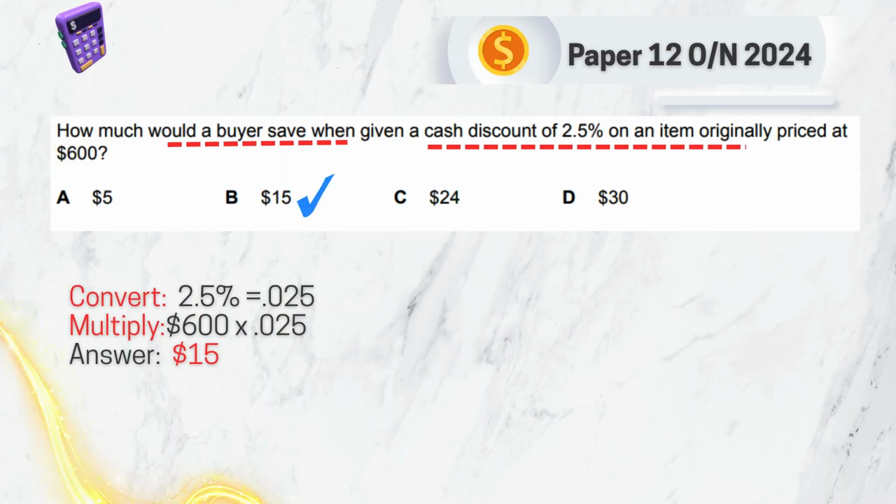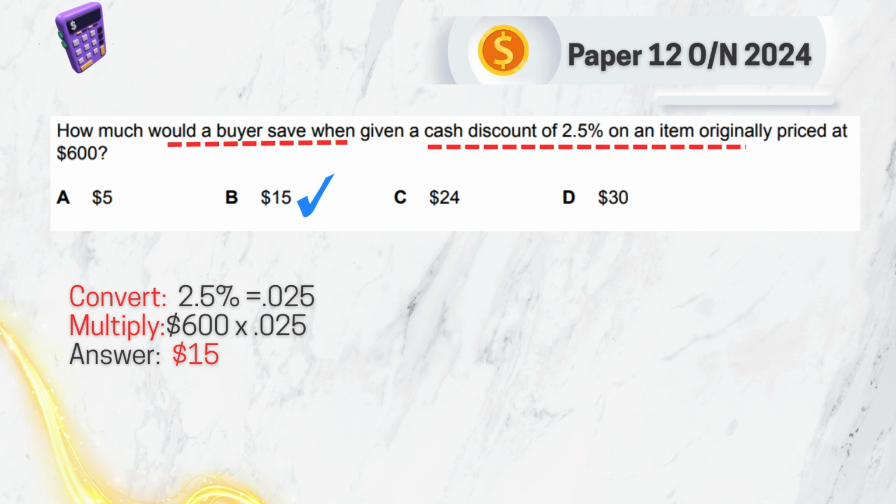Okay, next item: how much would a buyer save when given a cash discount of 2.5% on an item originally priced at $600? So the scenario is an item costs $600. Then the seller offers a cash discount of 2.5%. The question asks, how much money does the buyer save because of the discount? So this is a very simple question.